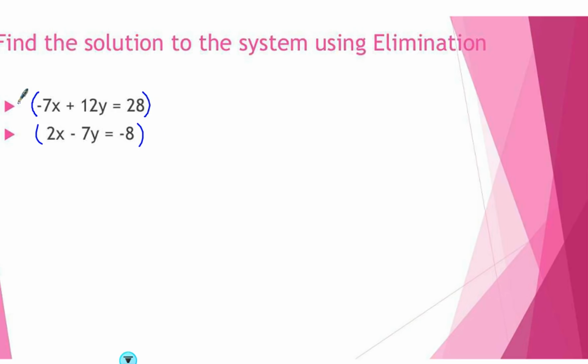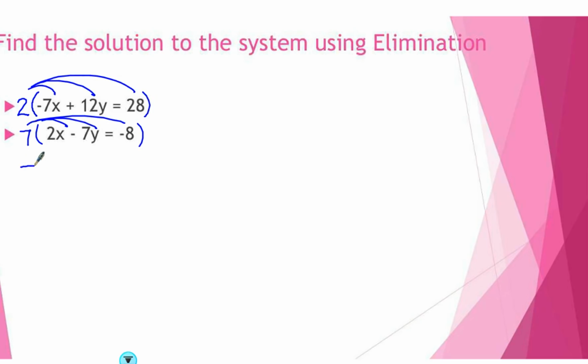So if I multiply the top by 2 and the bottom by 7, the top one will give me a negative 14x and the bottom one will give me a positive 14x. And then those two variables will eliminate one another. So I'm going to go ahead and do that. Remember, you have to distribute this to all three parts as well as this.